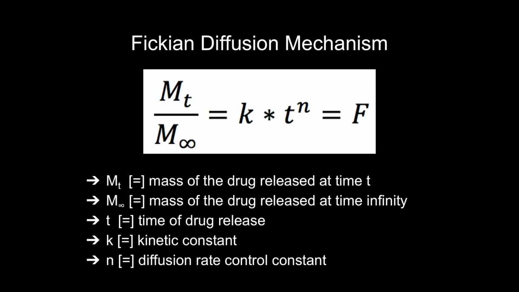This exponential equation shown above describes the general solute release behavior of a controlled system for the first 60% of drug release, regardless of geometric shape. Mt corresponds to the mass of the drug released at time t, while M infinity corresponds to the mass of drug released at time infinity. By performing the experiment and acquiring absorbance readings of a solution over time, we can generate values for the dye release, or F, and solve for the kinetic constant and the diffusion rate control constant.